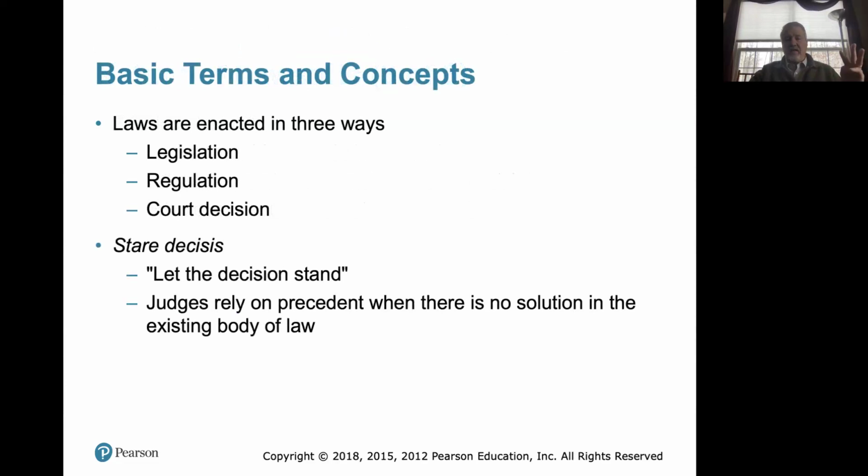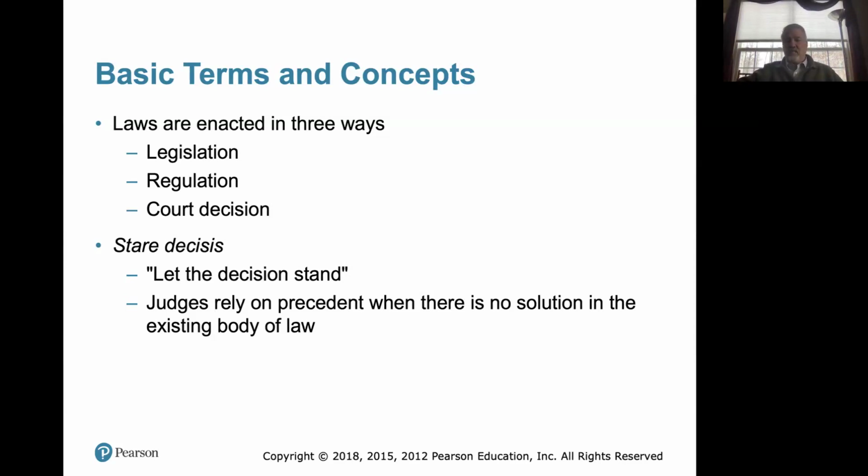Now, let's talk a little bit about basic terms and concepts. Laws are enacted in three different ways: legislation; administrative regulations, which are created to guide agency behavior, but sometimes don't necessarily have a built-in sanction for violation; and then court decisions, where the courts say, regardless of what the statutes say or what the regulations say, common sense, basic human rights, and constitutional rights mandate that a plaintiff wins.